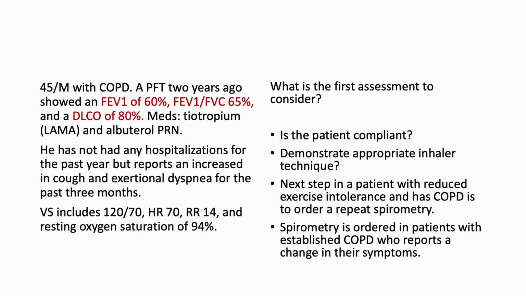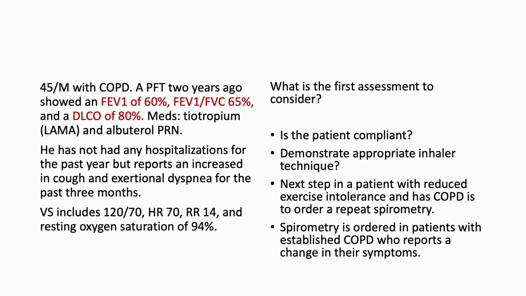Here is a 45-year-old male with COPD. A pulmonary function test 2 years ago showed an FEV1 of 60%, FEV1 over FVC of 65%, and a DLCO of 80%. At that time, he was started on tiotropium, which is a long-acting anticholinergic inhaler, and an albuterol rescue inhaler.